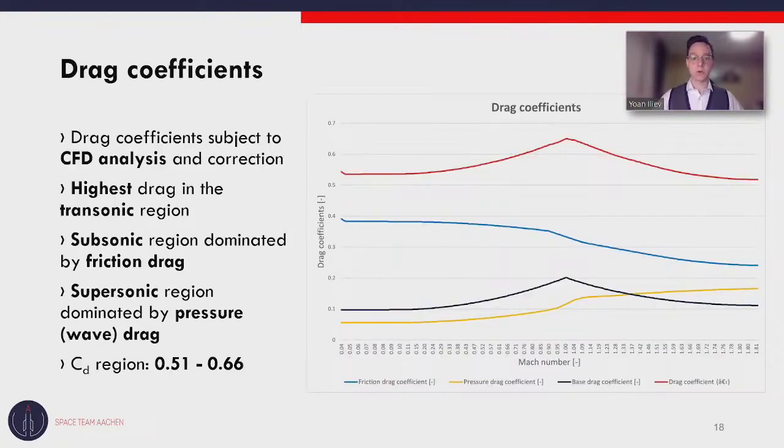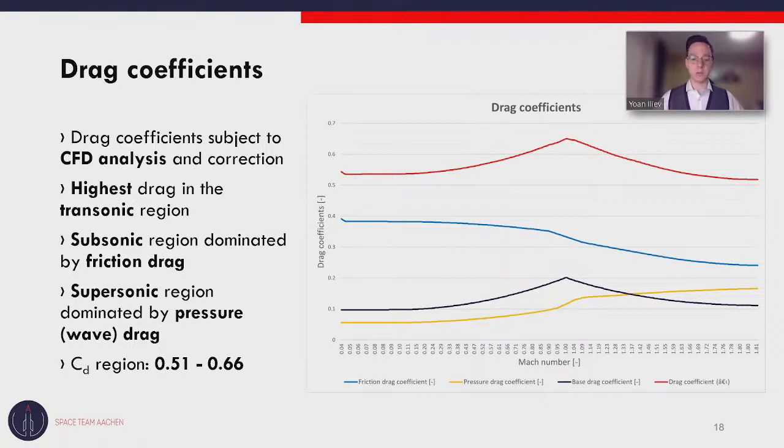Another important thing is, of course, to determine the drag coefficients. This will be properly done with CFD analysis, but we still wanted to show the analysis from OpenRocket. As you can see, we have a base drag coefficient, which is marked in dark blue. We have a friction drag coefficient, which is the light blue line. This is more at subsonic speeds and less at supersonic speeds, which is to be expected. That's what theory says as well.